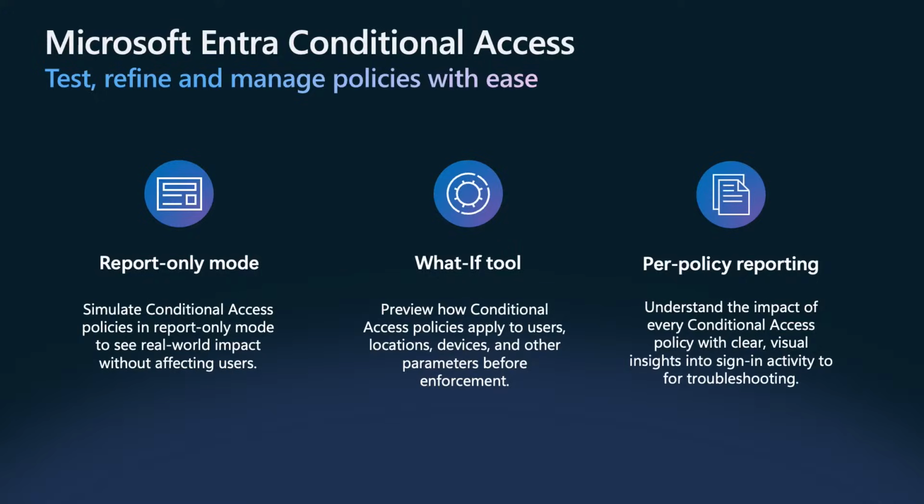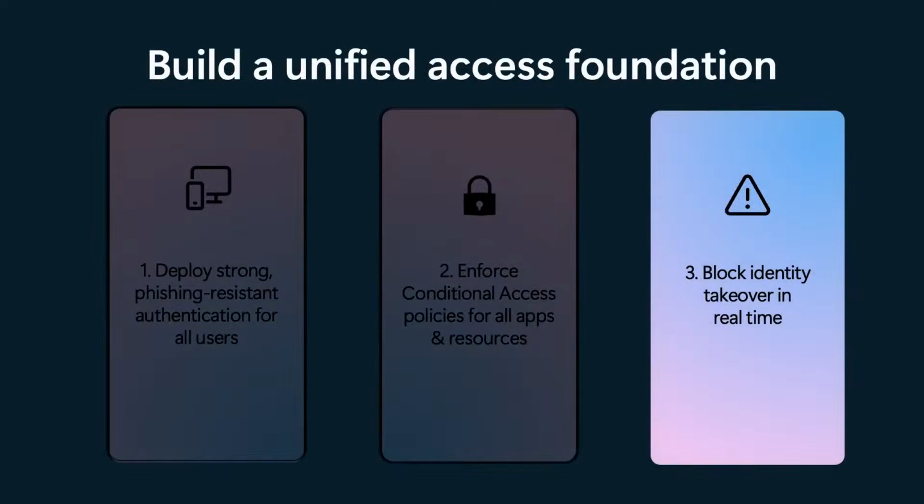Now that we've covered how conditional access helps you enforce consistent real-time access decisions, let's move to the third pillar, blocking identity takeover in real time. Even with strong authentication and adaptive access policies in place, attackers still look for ways to slip through. So we need protection that can detect risky behavior the moment it happens and remediate it in real time.